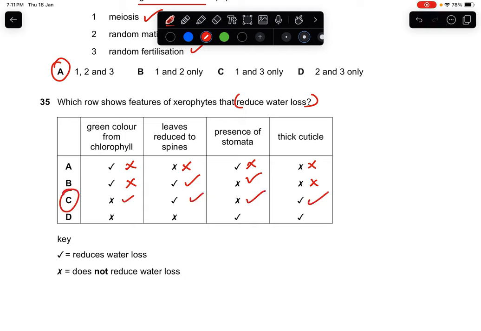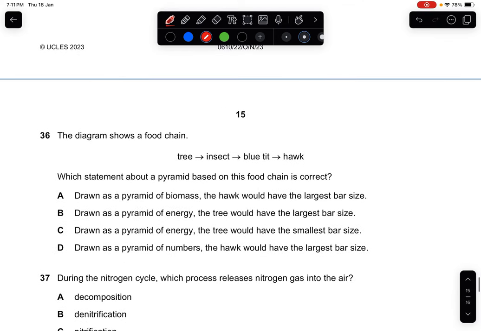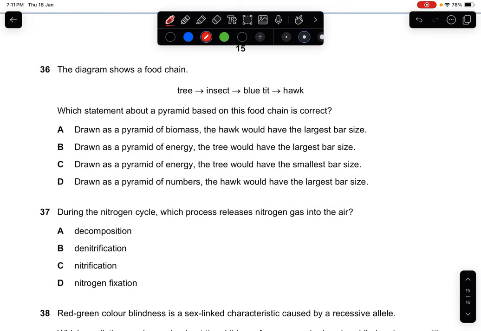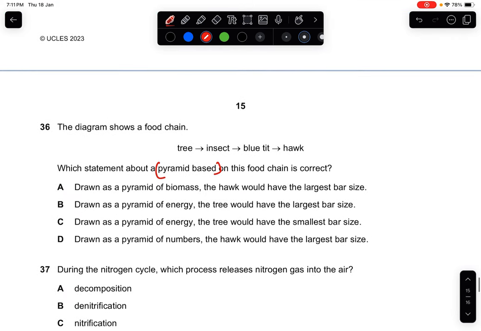This is correct. So the answer is C. Okay, question 36. The diagram shows a food chain. Which statement about a pyramid based on this food chain is correct? They want a pyramid, okay? So let's see what options we have here.